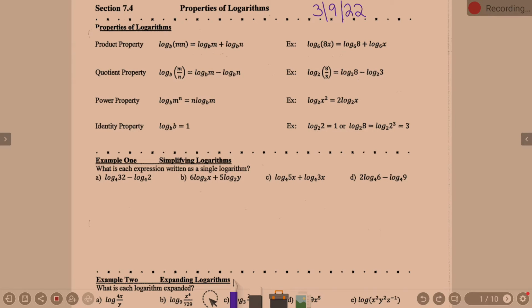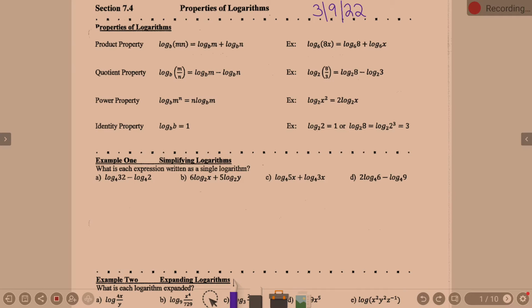Lesson 7.4. Okay. Properties of logarithms. So in 7.3, as I previously was trying to say, we learned the connection between a logarithm and an exponential equation. Now in 7.4, we learn properties of what we can and can't do with logs and how that can help us.